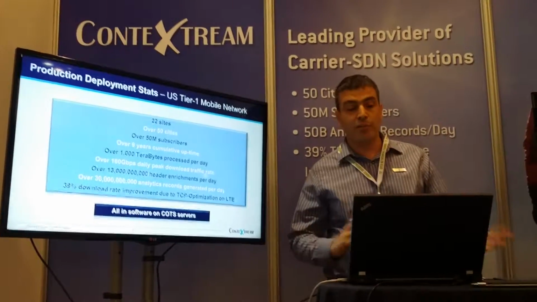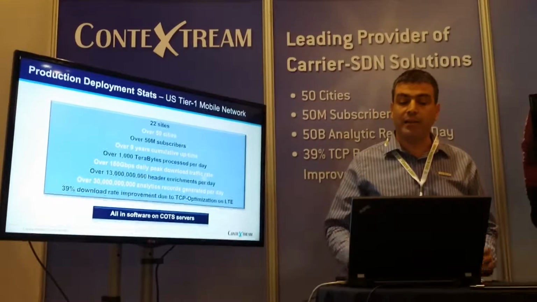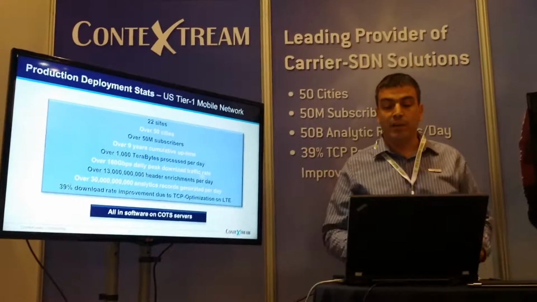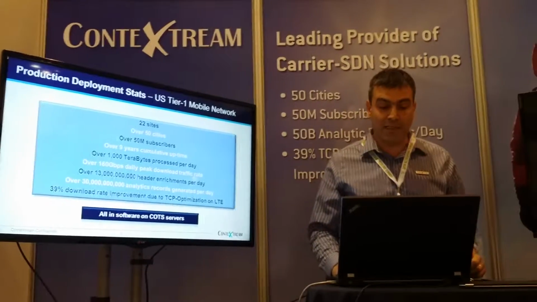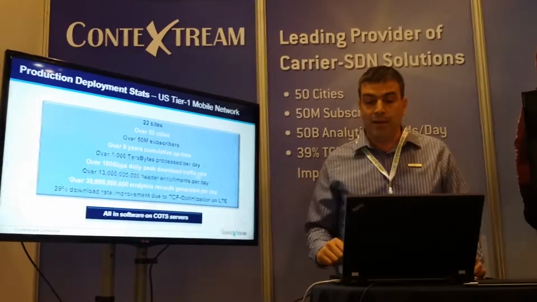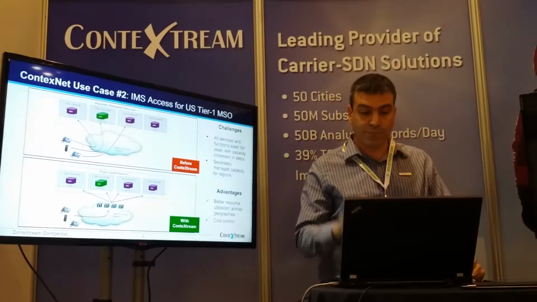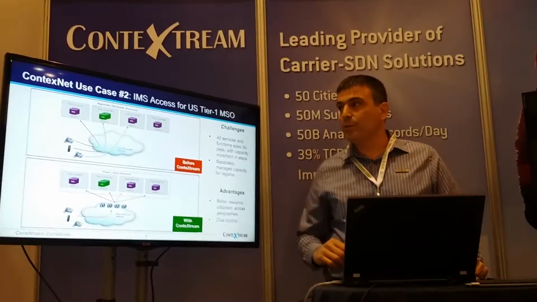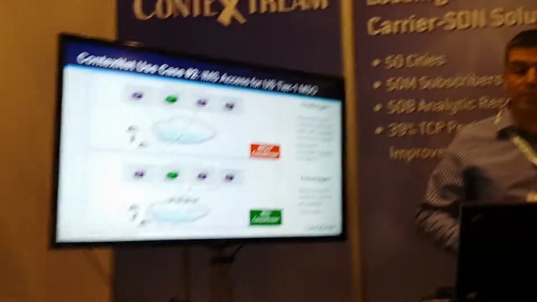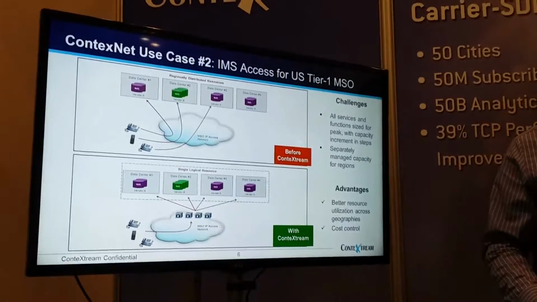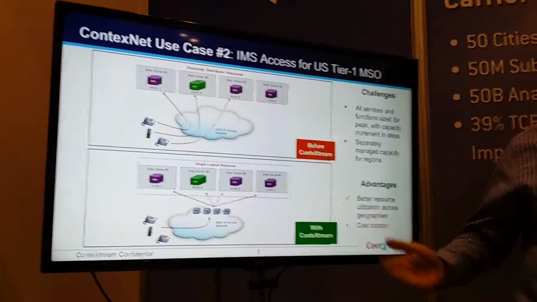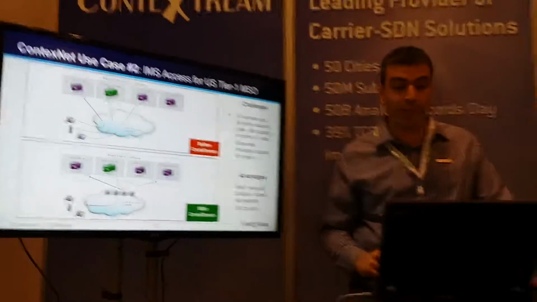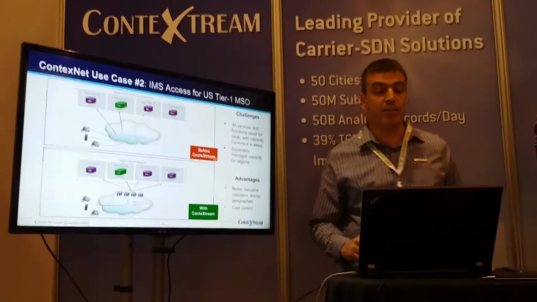We also have a few VNFs of our own, like TCP optimization. We improve the download speed by 40% in the LTE environment. That's one of the use cases you will see, the optimization part. This is another use case, IMS load balancing, which you won't see in the demo, but just to mention that we can virtualize additional services, not just the Gi LAN services.